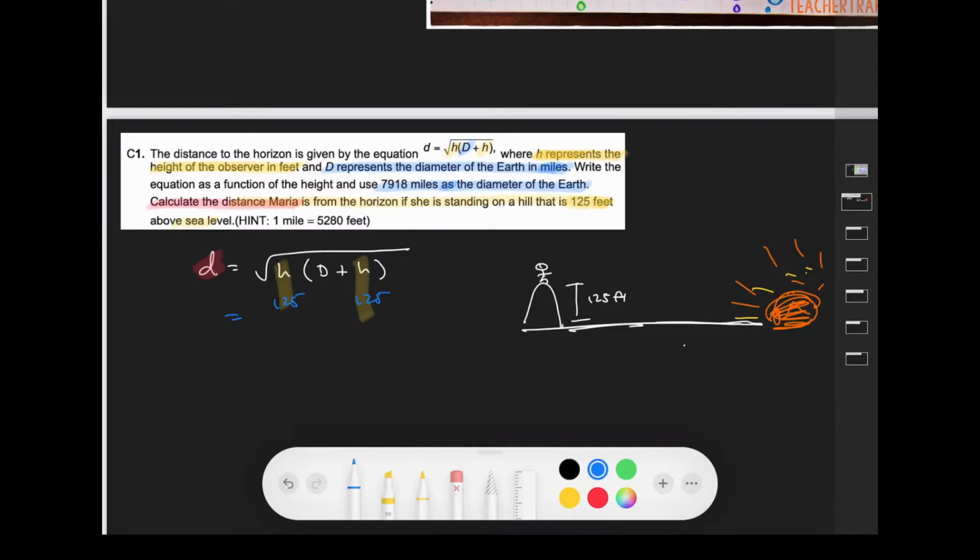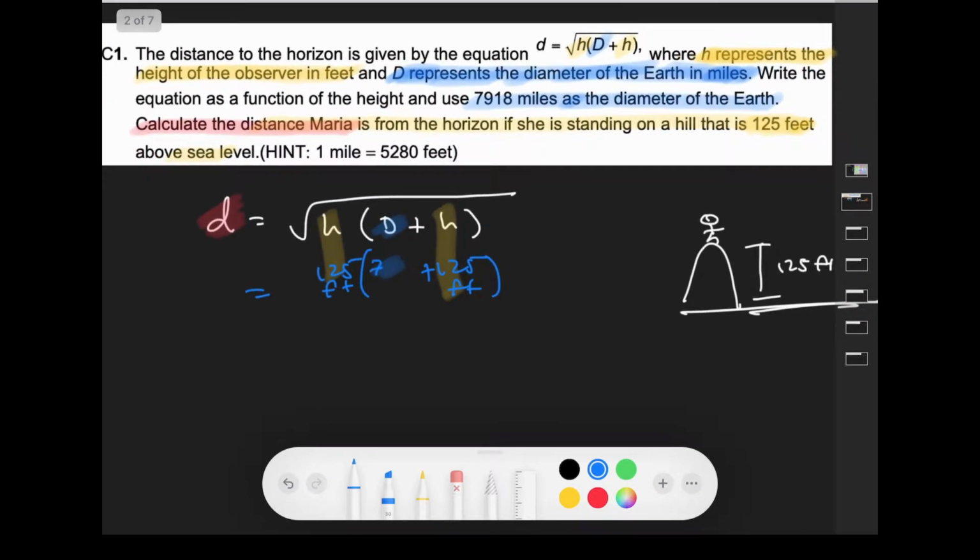Okay, we have to pay attention now. We're measured in feet for right now. And d, they're telling us, is the diameter of the Earth in miles. Okay, so here's my problem, is that this is in feet, this is in feet, and this one, let's just put it in there, this one is in miles, 7,918 miles. Okay, so here's the good news.